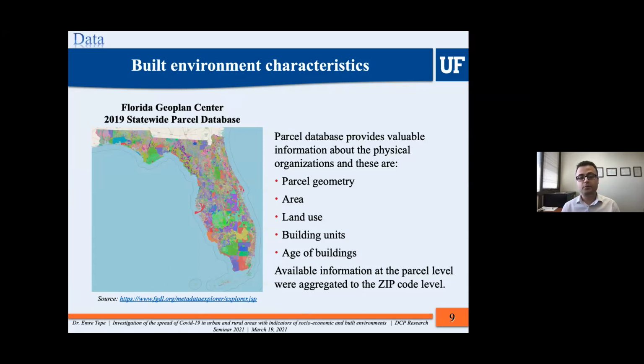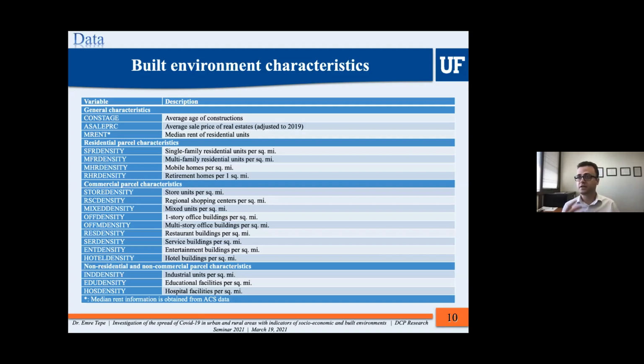So, in terms of built environment characteristics, I used two Florida statewide parcel data sets. The Florida statewide parcel data set includes parcel geometry, area, land use, built units, and age of buildings. Using this data set, I derived many variables representing the characteristics of our built environment. And here I would like to show these variables. I have some variables regarding the general characteristics, and detailed information about residential parcels, commercial parcels, and non-residential parcels.